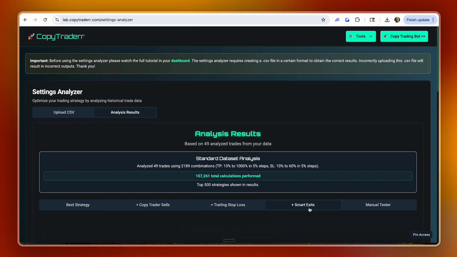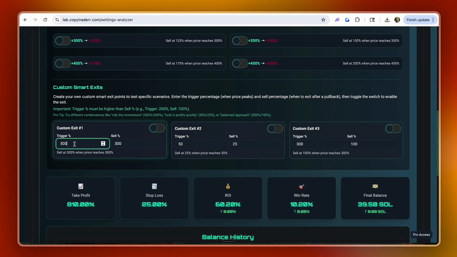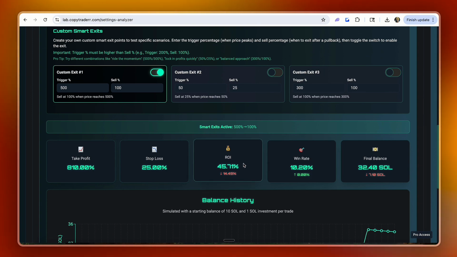After that, we can check for what I call smart exits. Now, smart exits are a little bit different than trailing stop loss. I call them smart exits because if we have a take profit of 800% and a stop loss of 25% and the coin goes up 500% and then starts to go down, letting that coin go all the way down to minus 25 would be a huge waste of money. So you can check that in real time and say, if we reached 500% take profit and we sold if it came back down to 100%, so we didn't allow it to lose money, would that have an effect on the coin? And surprisingly, it wouldn't have. We would actually still lose money.